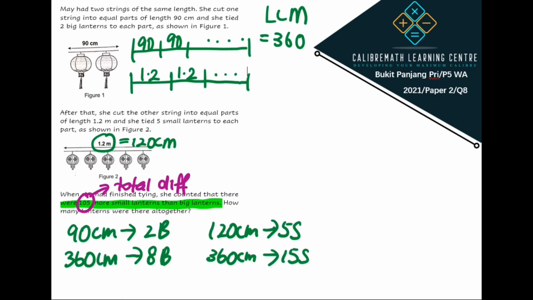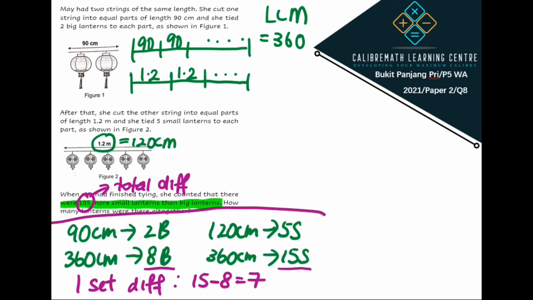If we look at what we have found over here, there are 8 big lanterns and 15 small lanterns. So in fact, this difference here is only 7. So we'll take this to be our one set, and we'll be finding the difference, and that gives us 15 minus 8, which is 7.